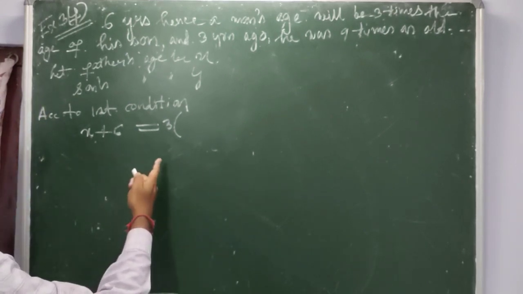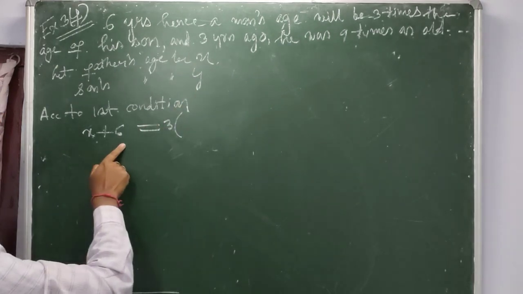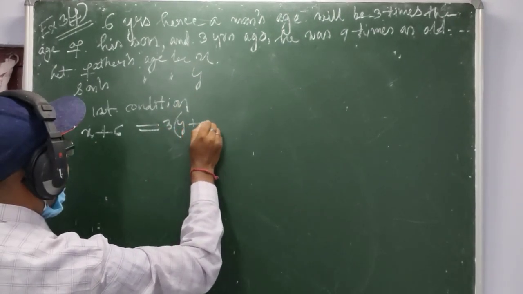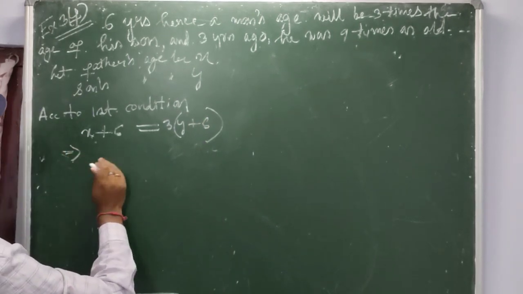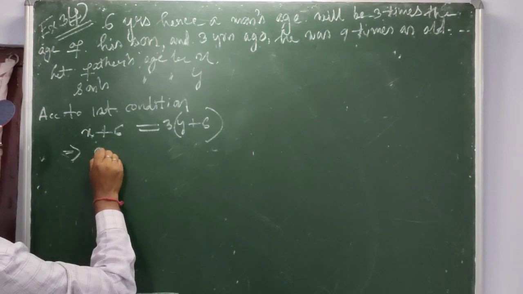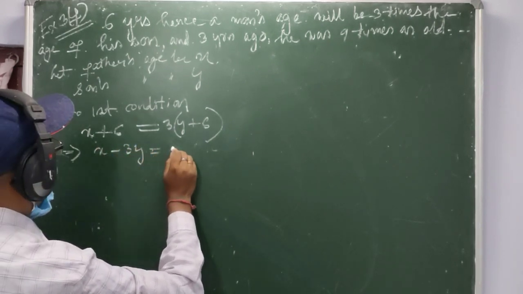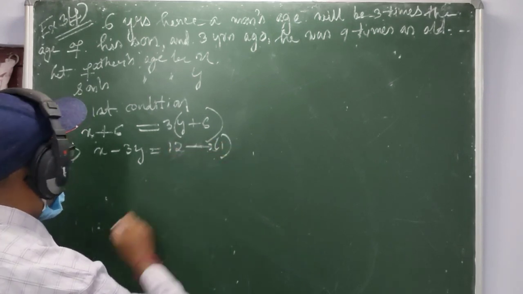6 years hence, father now x, son now y. 6 years hence, father x plus 6, son also y plus 6. If you simplify it, you will get x minus 3y equal to 12. This is your equation 1.